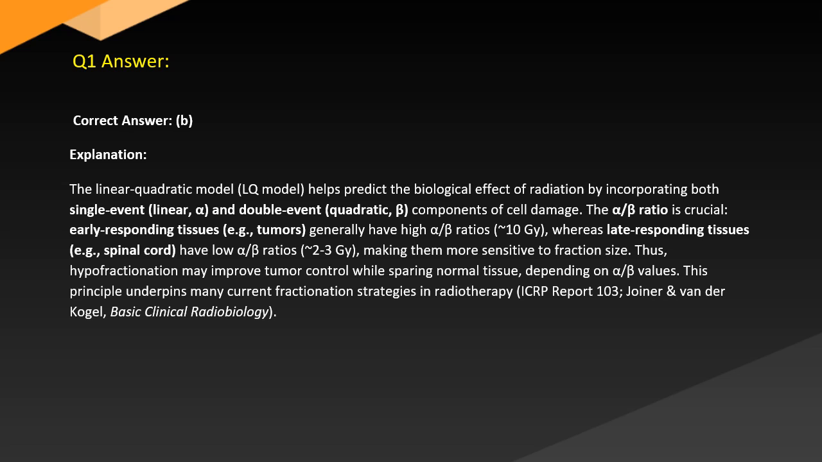Early responding tissues, e.g. tumors, generally have high α/β ratios (10 Gy), whereas late responding tissues, e.g. spinal cord, have low α/β ratios (2-3), making them more sensitive to fraction size. Thus, hypofractionation may improve tumor control while sparing normal tissue, depending on α/β values. This principle underpins many current fractionation strategies in radiotherapy. ICRP Report 103, Joiner and Van der Kogel, Basic Clinical Radiobiology.